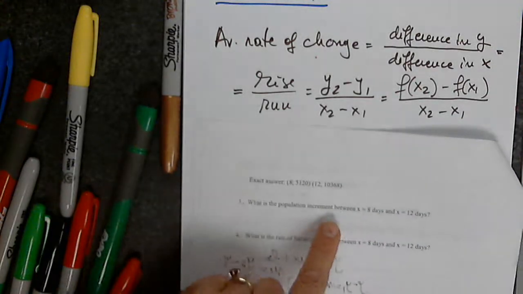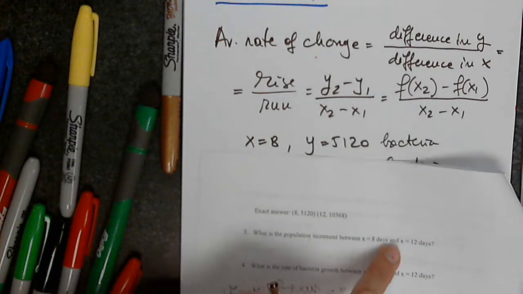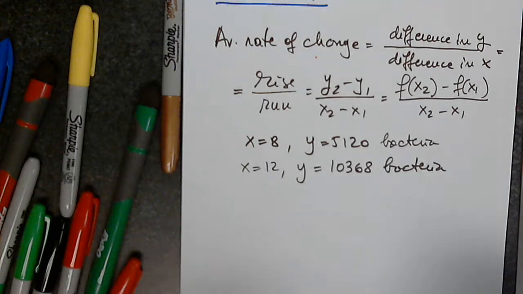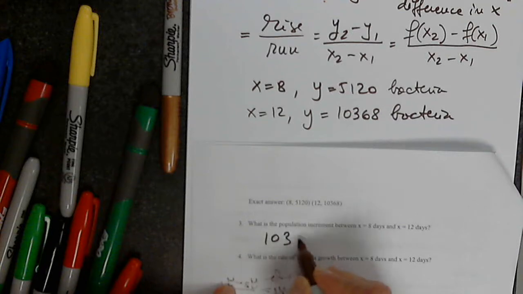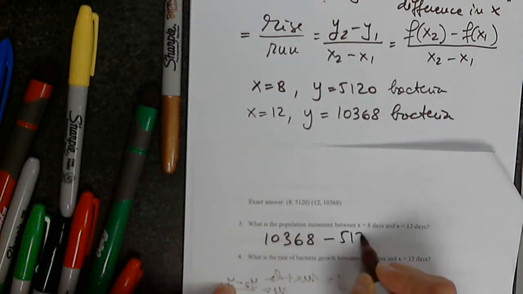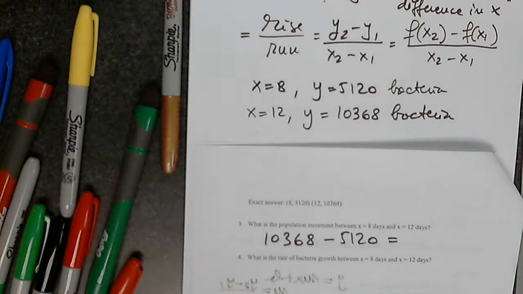So when I'm asked what is the population increment between x equals 8 days and x equals 12 days, what will I have to do? What will I write? 10,368 minus 5,120. And when you have that number, I'll put it in.